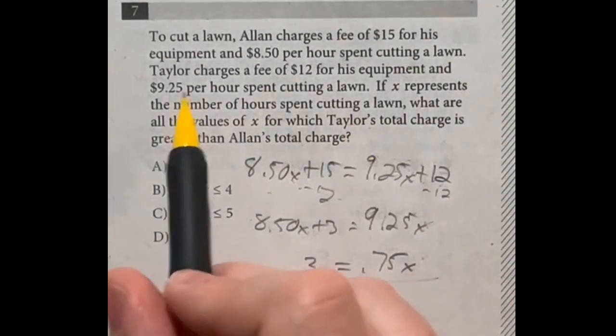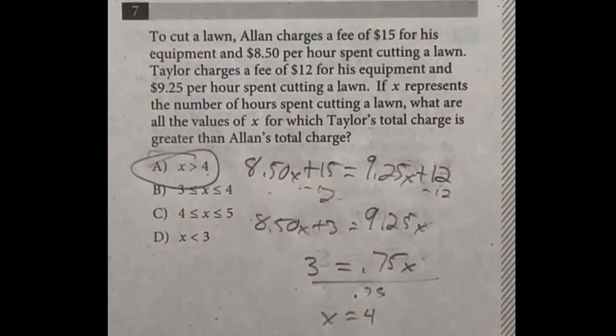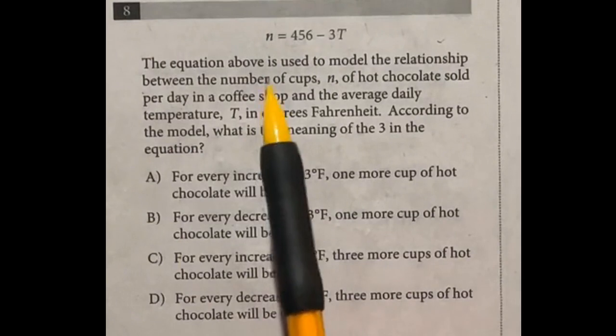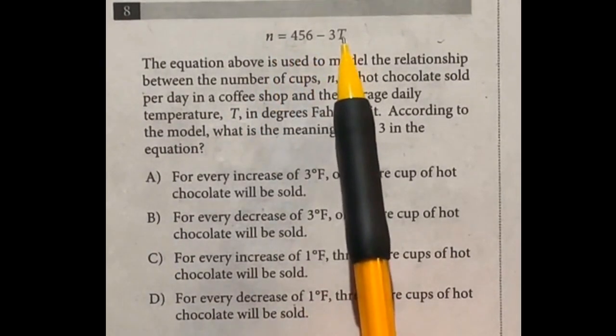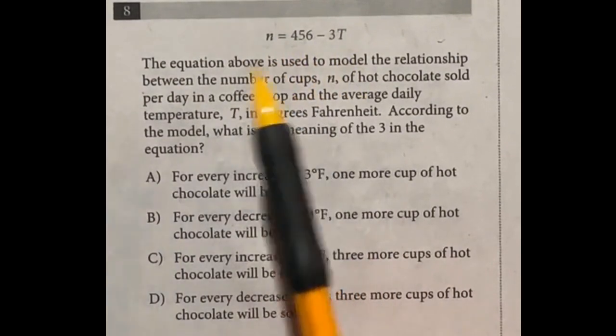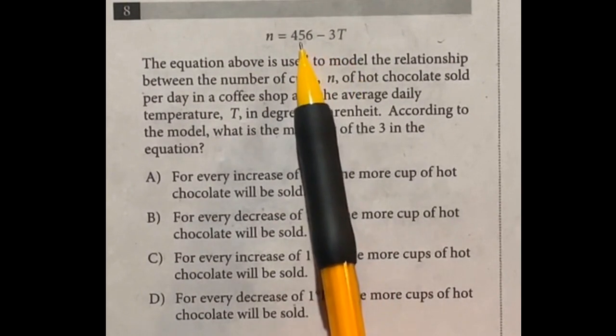So at this point, we look back at our original question. Beyond 4, Taylor's charging more, so that means that his value will be greater above 4. So right now for number 8, we're looking at this equation where this is the equation of a line, where this is essentially our x value, this is the y. That makes the number with the x value our slope, and this would be our y-intercept.